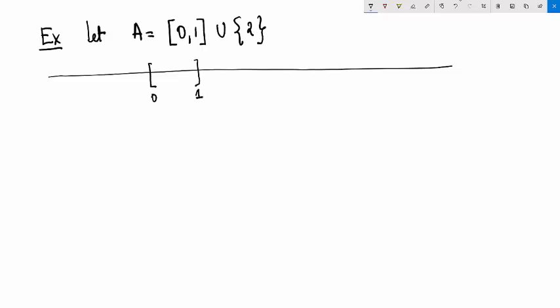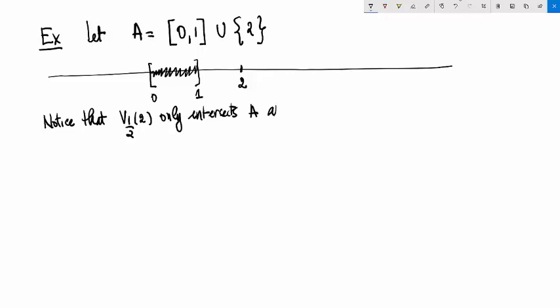So this is 0 here, this is 1. And let's say this is 2 somewhere here, right? So if you take, notice that V, let's say half of 2, only intersects A at 2. Thus, 2 is not a cluster point of A.